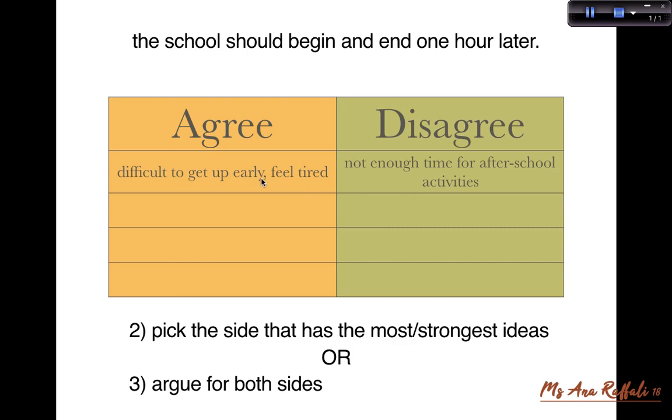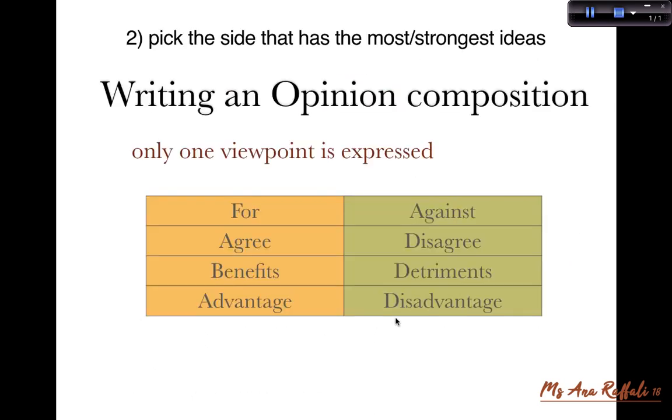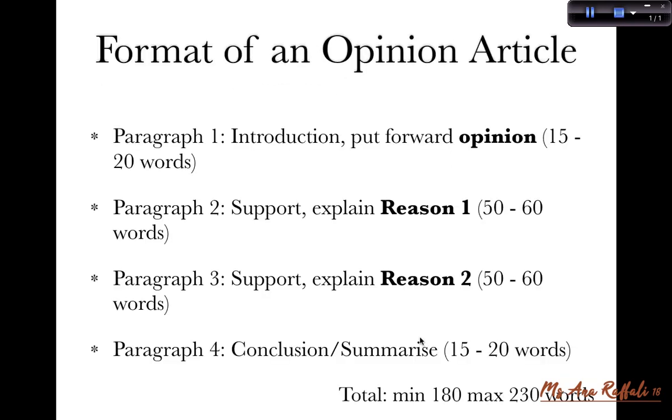If you don't have that many ideas on one side, you can argue for both sides. Today we're going to look at writing an opinion composition, whereby we pick the side that has the most or the strongest ideas. Only one viewpoint is expressed, so it's either we write for or against, we agree or disagree, we talk about the benefits or the detriments, we explain about the advantage or the disadvantage.